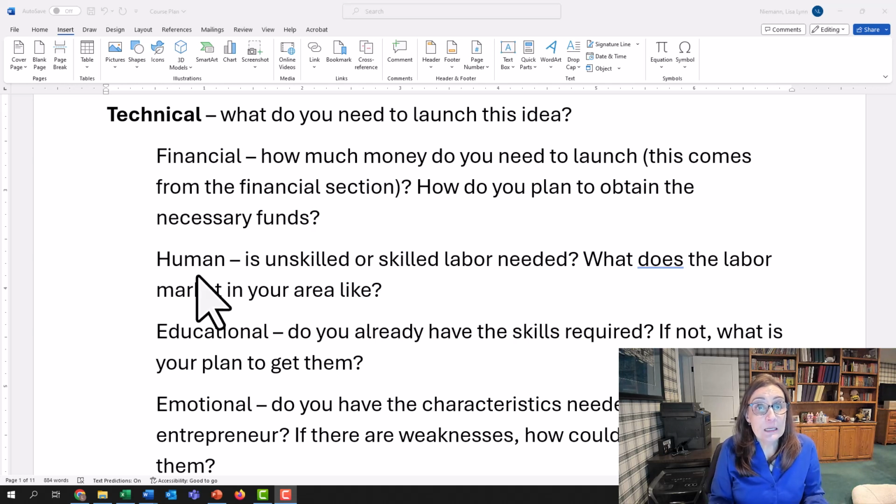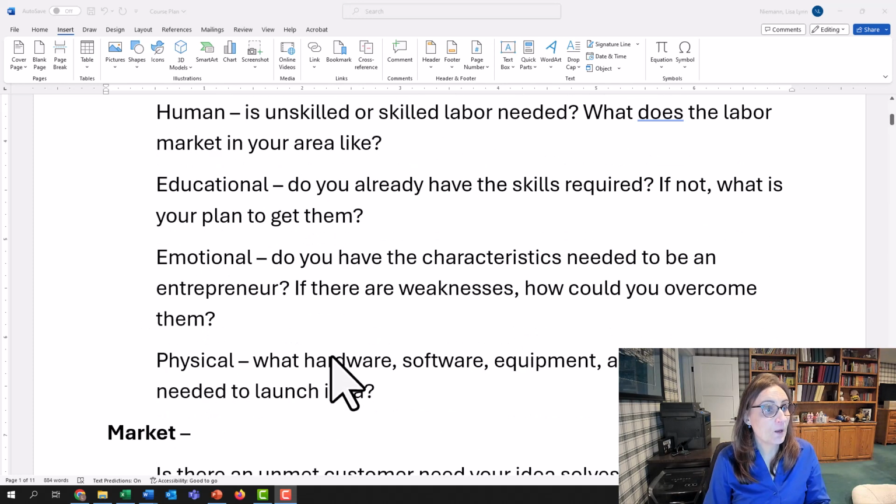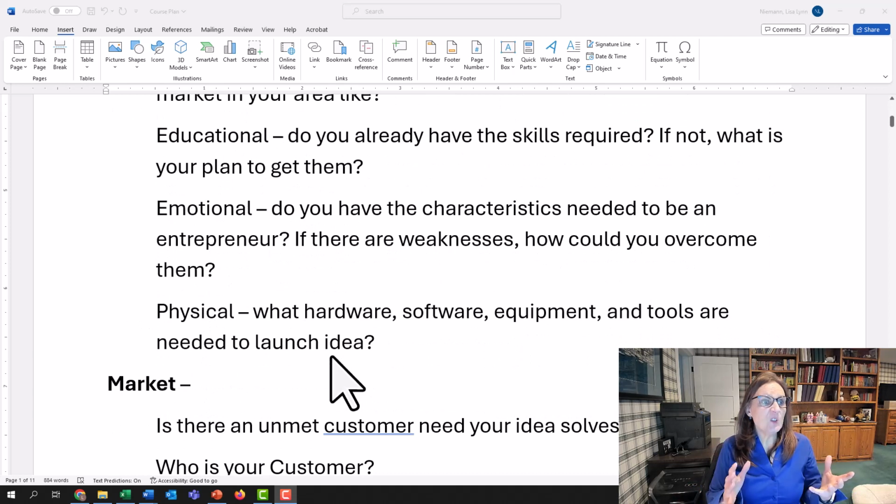Not everybody can be a successful entrepreneur. It's just not in their DNA, and that's completely fine. Recognizing that early will help alleviate a lot of pain later on. Or you might be weak in some areas, and then you can build a team around those weaknesses to support you and fill in those gaps. And then we'll look at physical. This is just the nuts and bolts, the hardware, software, equipment, tools that you need to launch your idea.